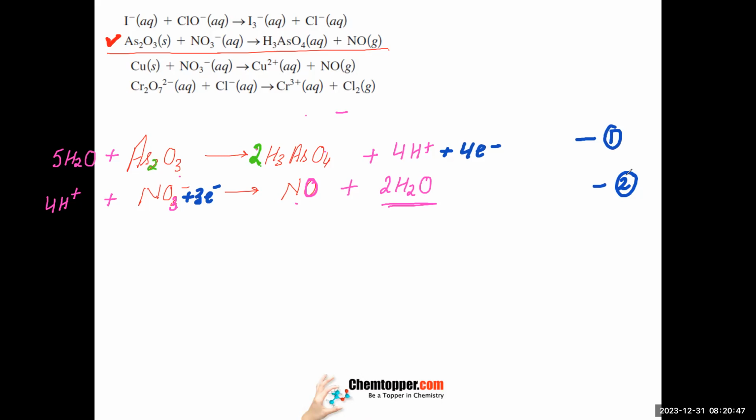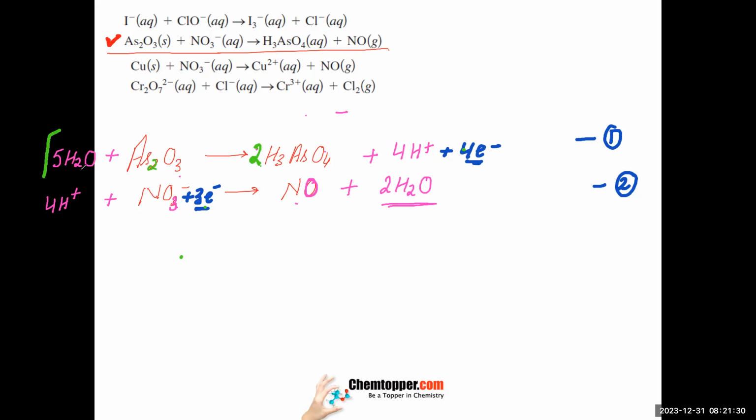Okay, now step number 3, rule number 3, balance the half reaction. Now these are balanced half equations. They are balanced in terms of atoms and they are balanced in terms of charges. Now you are ready to add them together. But before that, we have to equalize the number of electrons. One is losing 4, but other one is asking 3. So how to make them equal? Look up for some common multiple. The common multiple is 12, right?